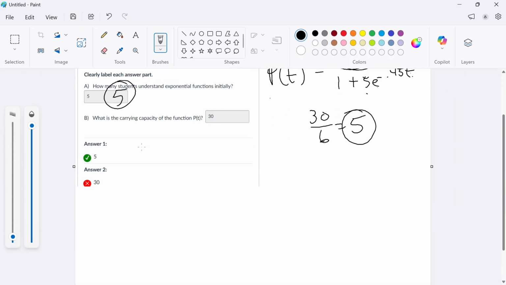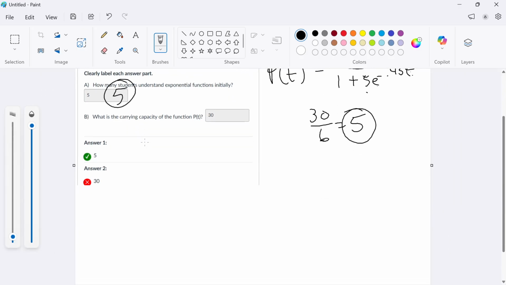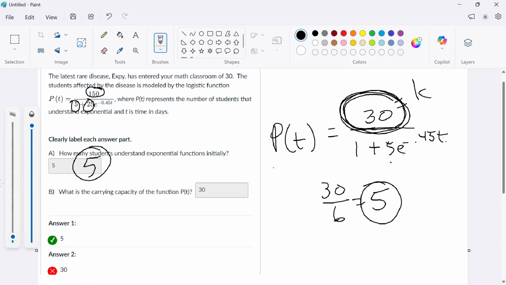Now, the student put in 30, which is actually correct. For some reason, this thing went at 150. But 150 is not the carrying capacity. How could it be? There's only 30 students. More than 30 students cannot get this disease in a classroom of 30. So no, you have to simplify it, and then 30 is the answer. So the answer to part B is 30.